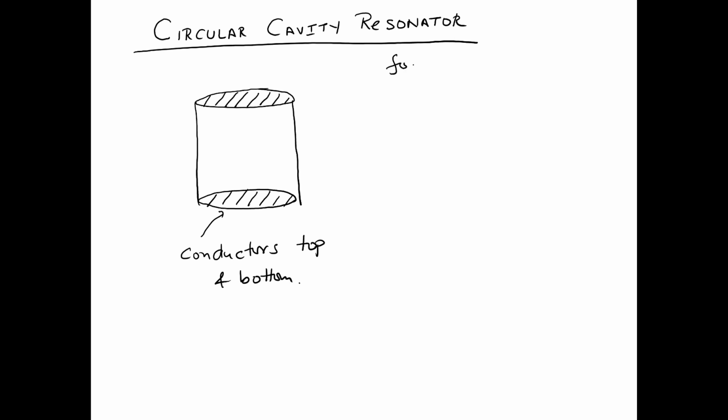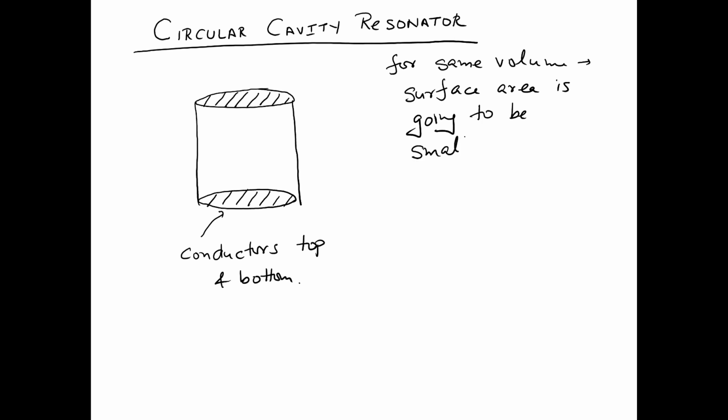And you would expect that for the same volume, the surface area is going to be smaller than the cube. Again, remember the circumference of a circle is smaller than the perimeter of a square for the same area. So you expect that the surface area is going to be smaller for the same volume than the cube, and hence you expect higher Qs compared to the cube.